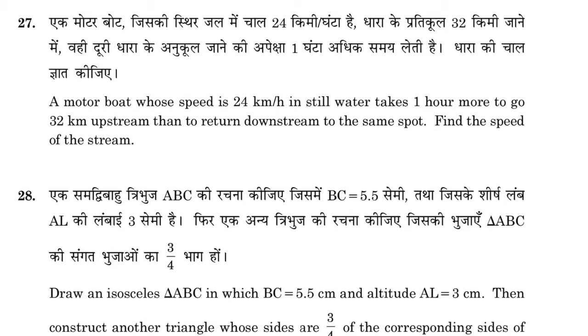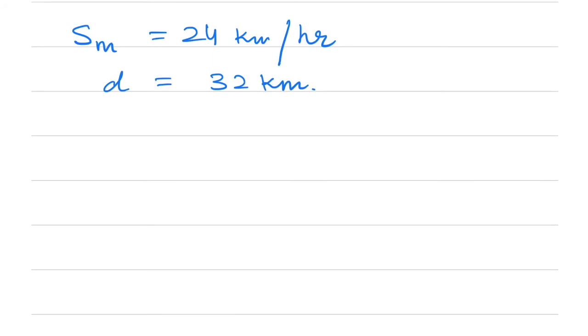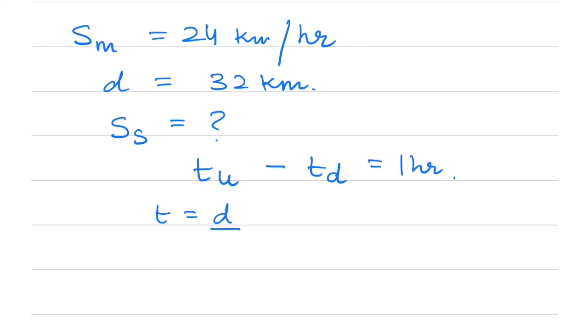Question number 27. In this question, we are given the speed of a motorboat in still water is 24 km per hour, and distance is equal to 32 kilometers, and we have to find the speed of the stream. We are also given that the time to go upstream is more than the time to go downstream by 1 hour. Time is equal to distance by speed.